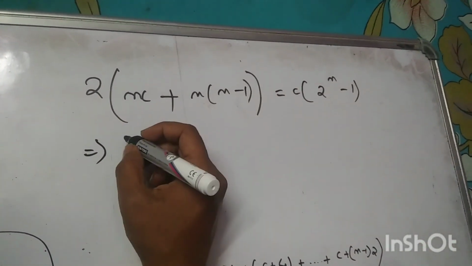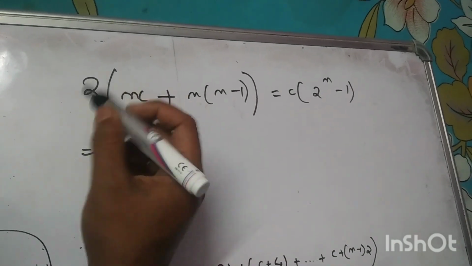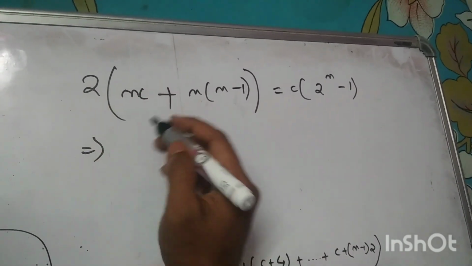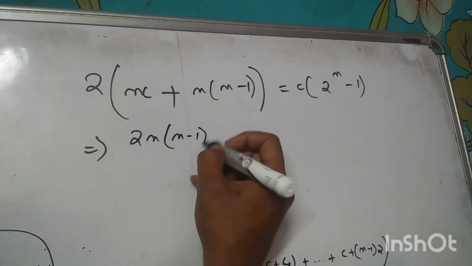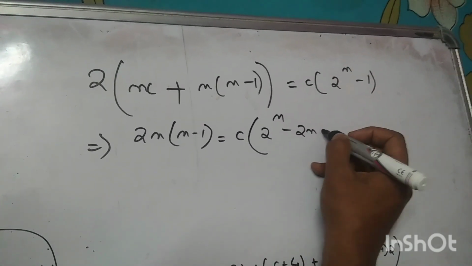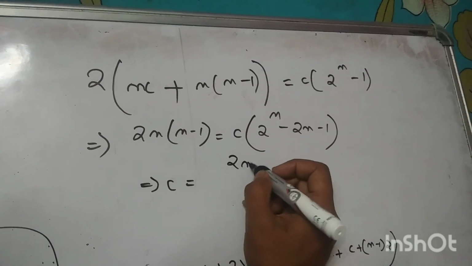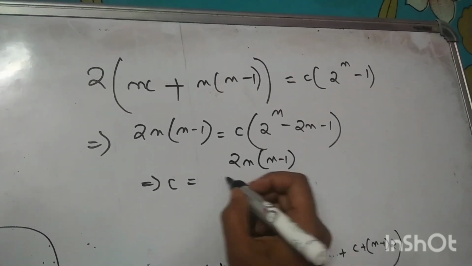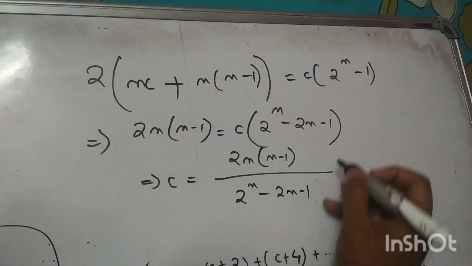अब हम लोग क्या करेंगे? ये 2n को C के साथ क्लब कर देते हैं. So 2n into n minus 1 equal to C common 2 to the power n minus 2n minus 1. Right? So we get C as 2n into n minus 1 divided by 2 to the power n minus 2n minus 1.